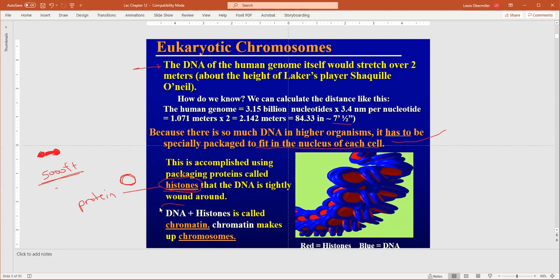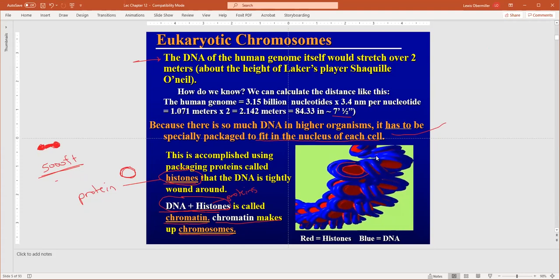So it's not just DNA that makes up our chromosomes, but DNA plus these proteins that the DNA is wound around so that it'll fit inside the nucleus. This is the DNA in blue, and in red right here are those histone proteins. So make sure you know what histones are, and that DNA plus histones makes up chromatin, and long strands of chromatin make chromosomes. Any questions? No. Okay.